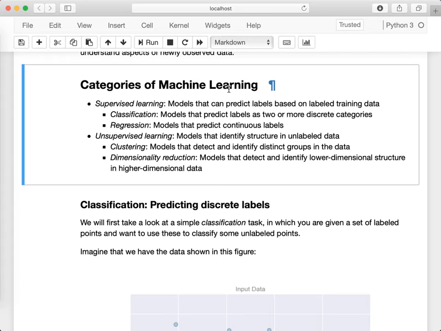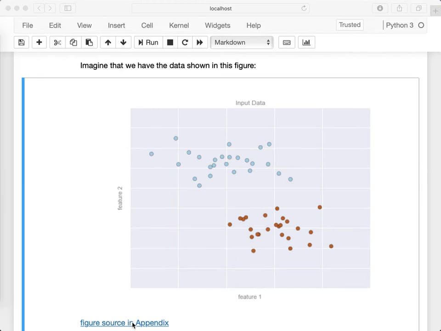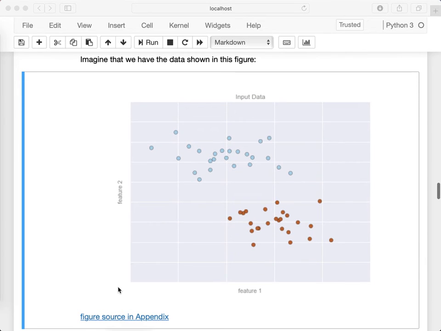Dimensionality reduction is basically trying to reduce and compress the high dimensions of data to a lower dimension that keeps most information about the data. We're going to illustrate these concepts with some visual examples. Let's take a look at classification.